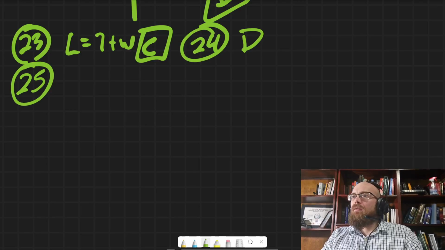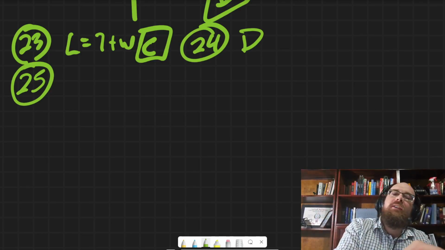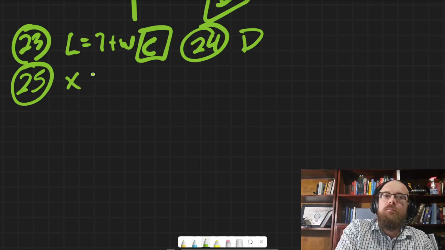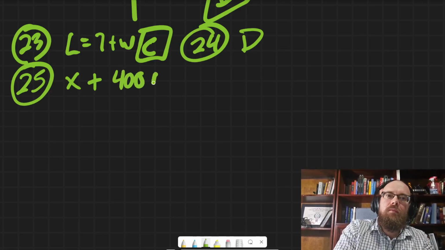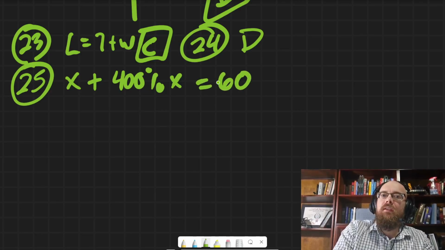Anyways, the result of increasing the quantity x by 400% is 60. What's the value of x? This is a fun little one. Okay, so the result, meaning it's going to equal, of increasing the quantity of x by 400%. So 400% of x. So the result of increasing the quantity x by 400% of x is 60.